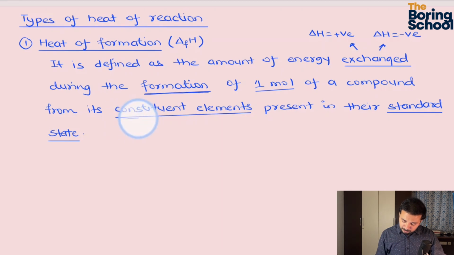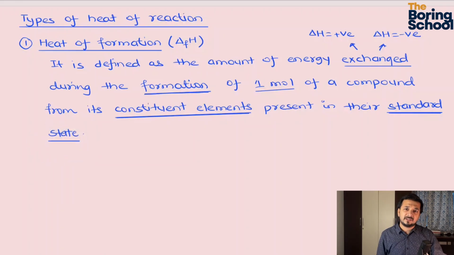Next, it should be formed from its constituent elements. If I have ammonia, then ammonia should be formed from nitrogen and hydrogen. If I have water, then water should be formed from hydrogen and oxygen. If I have carbon dioxide, then it should be formed from carbon and oxygen. And very importantly, those constituent elements should be present in their standard state.